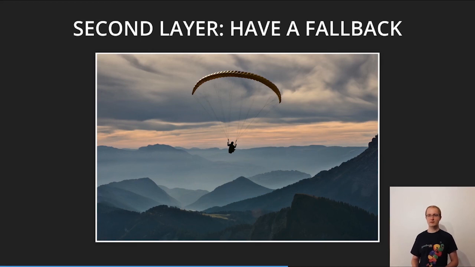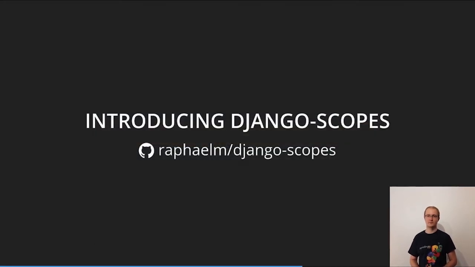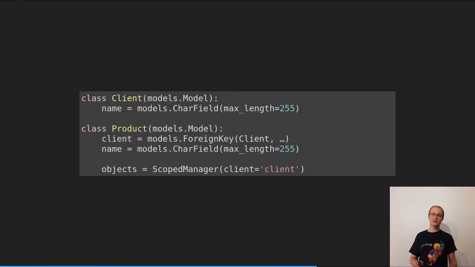And the outcome of this is Django Scopes. Django Scopes is a package that allows you to annotate your Django models with information about how they are related to your tenants. For example, revisiting the model structure from earlier, if you have a client model and a product model, you would use a custom model manager for your default manager objects. That is a scoped manager from Django Scopes.